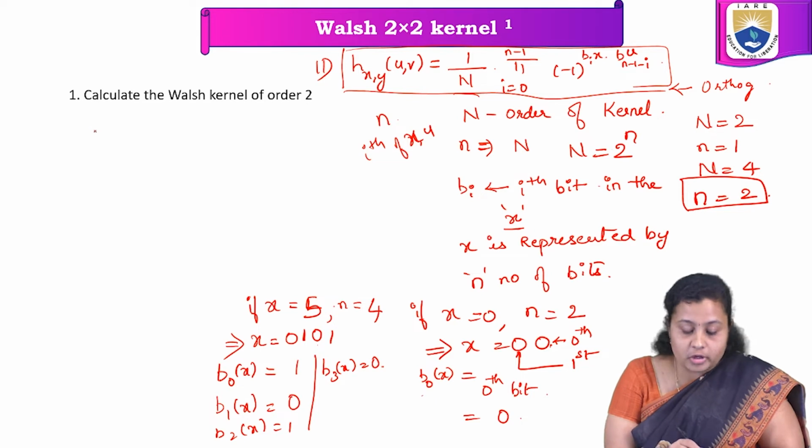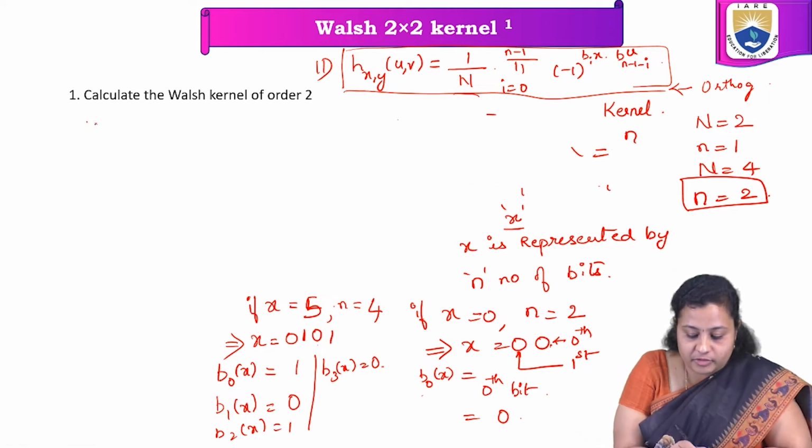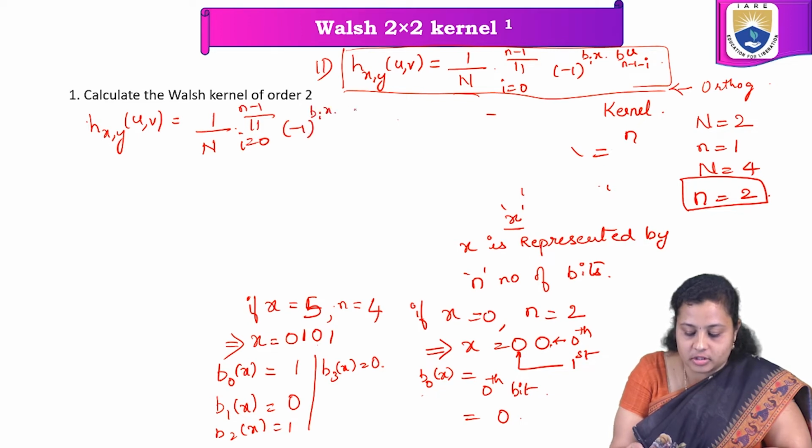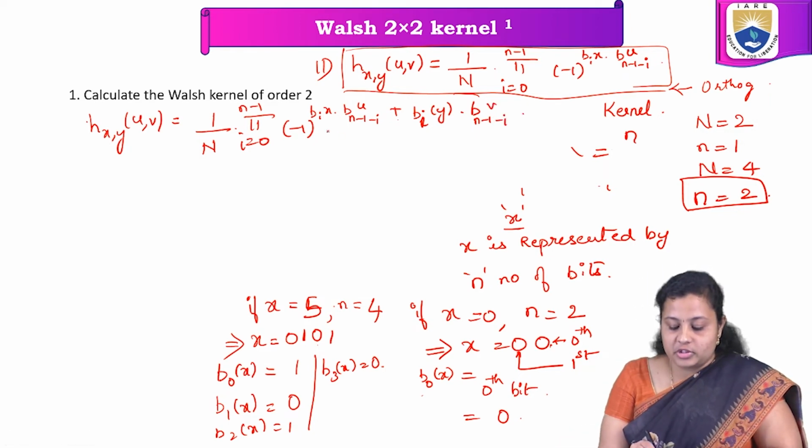If we have already seen the 2D function, so if we want to write h of x, y, u, v, we have written it as 1 by square root of N into product of i equal to 0 to n minus 1 of bi of x into b n minus 1 minus i of u plus bi of y into b n minus 1 minus i of v, right? So we have seen this equation.